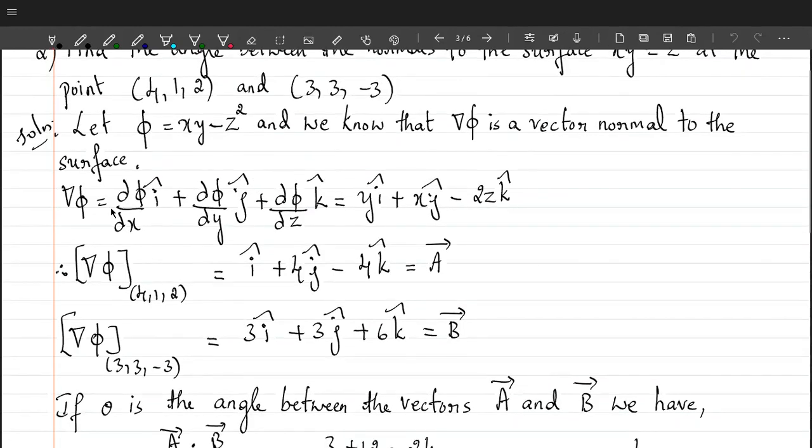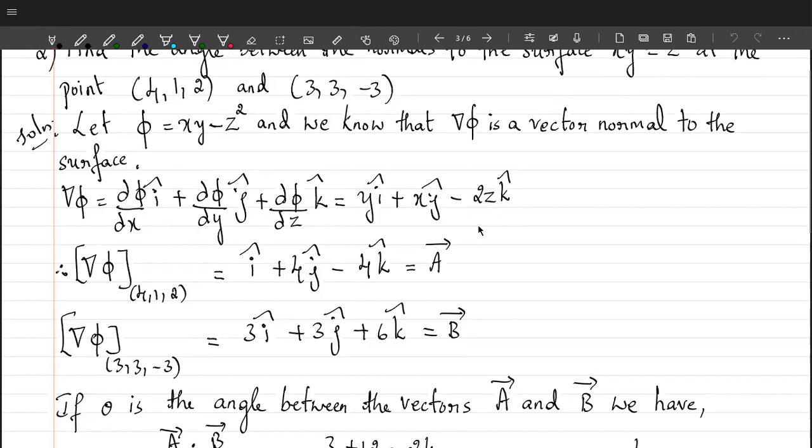What is del phi equal to? Del phi is equal to dou phi by dou x i cap plus dou phi by dou y j cap plus dou phi by dou z k cap. So differentiate phi with respect to x first. So that should give you y into i cap. Differentiate phi with respect to y, that should give you plus x j cap. And if you differentiate phi with respect to z, you get minus 2z multiplied with k cap. So this is the value of del phi.